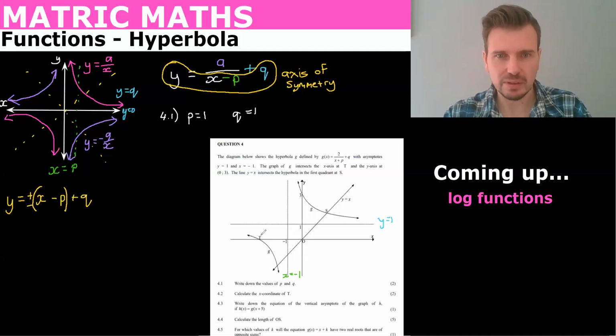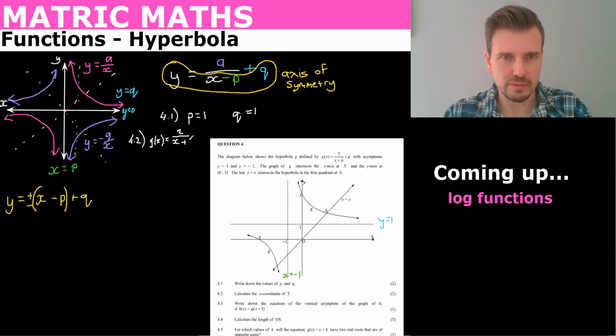Calculate the coordinates of t. Well, t is the x-intercept, so that's where y equals 0. Now that we know the equation of g of x, we know that g of x is equal to 2 over x plus 1 plus 1. And we substitute in, because it's the x-intercept, 0 for y. So 0 equals 2 over x plus 1 plus 1.